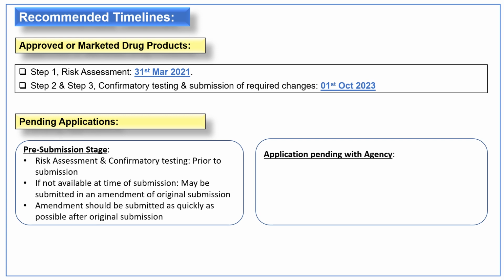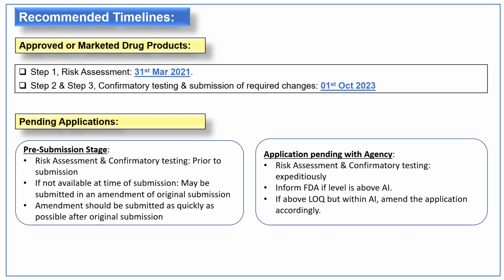And for the application pending with the agency, risk assessment and confirmatory testing has to be done expeditiously. Inform the FDA if the level is above the AI. If the level is within AI, however above LOQ, then amend the application accordingly. So this is all that is available in the guidance for the control of the nitrosamine impurities.